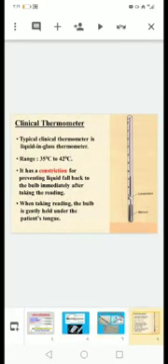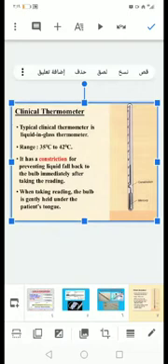The clinical thermometer's scale is from 35 degrees Celsius to 42 degrees Celsius. The normal temperature of a normal person is 35 or 36 degrees Celsius. It has a constriction. Why?